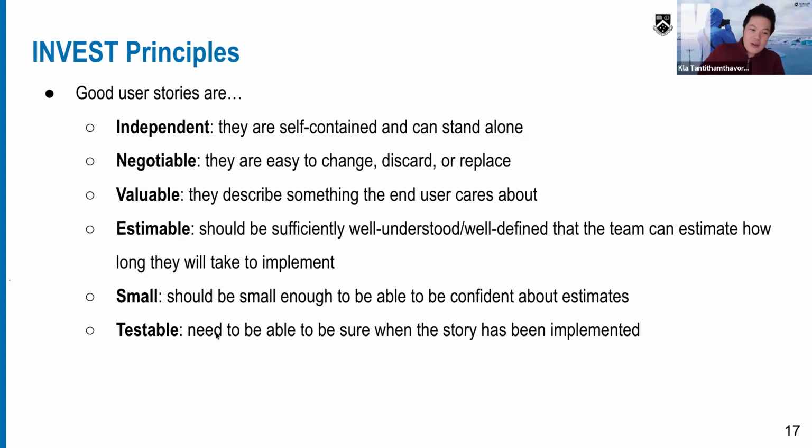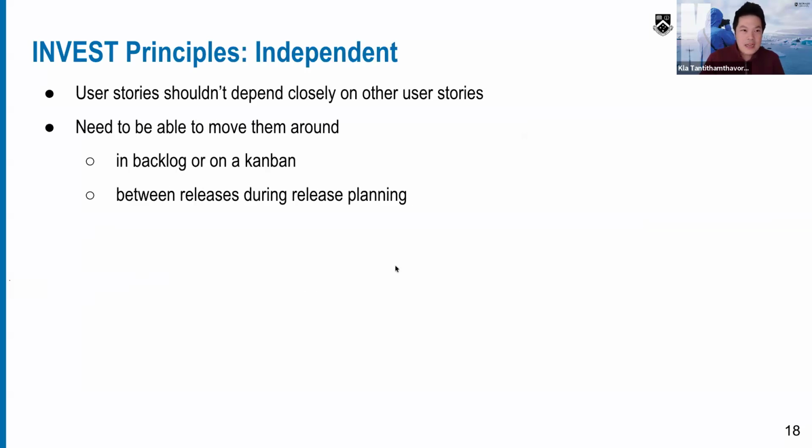And it should be testable as well. You need to be able to ensure that the user story has been implemented. So how should we test it, right? So what does independent mean? Independent means that the user story should not depend on another user story.